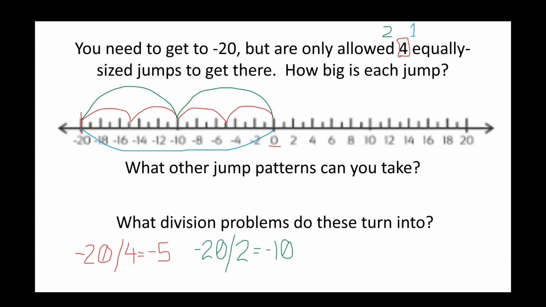In green, our destination was -20. We were allowed 2 jumps to get there. Each jump covered a distance of -10. The negative is necessary because it indicates that we moved to the left. And finally, in blue, if we need to get from 0 to -20, we only are allowed 1 jump. That jump has to cover the entire distance of -20. Again, the negative is necessary to indicate direction.